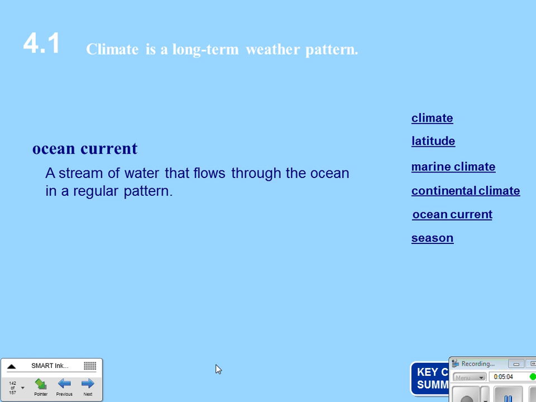An ocean current is a stream of water that flows through the ocean in a regular pattern. We just finished up the oceanography unit. So think about the ocean currents from that world map that we looked at with all the red and the blue on it. And then we talked about the Gulf Stream as being the main one that affects us.